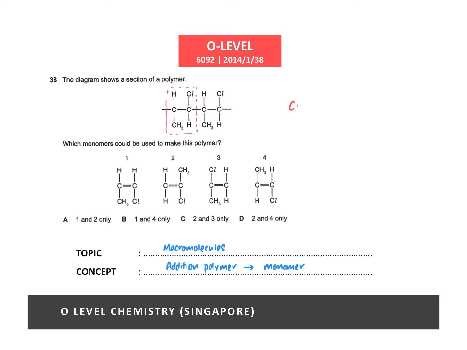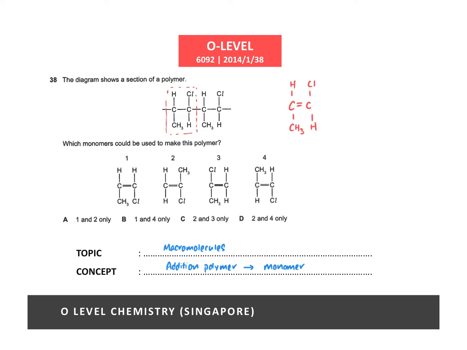In fact, you can draw out the repeating unit on its own. And step number two is to erase the dangling bonds and form back the double bond between the two carbons. So there you go, we have the structure of the monomer that gave rise to this polymer.